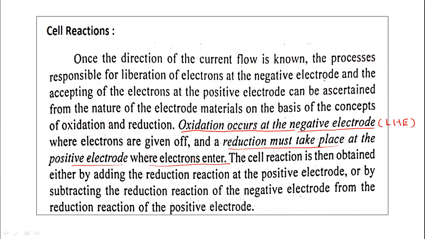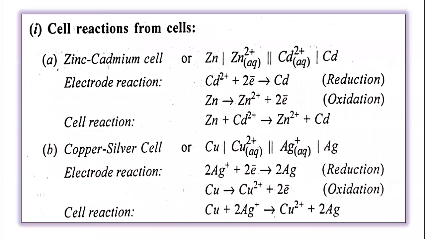So what is the cell reaction? The cell reaction is the combination or addition of the two half cell reactions. So we should know how to write the cell reaction of any electrode. Let us take an example.